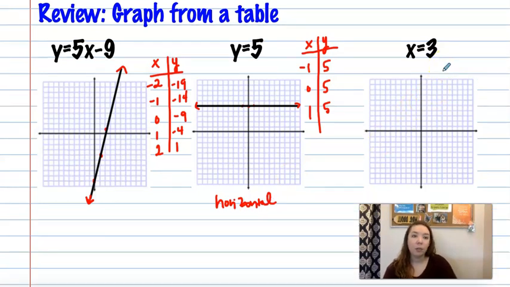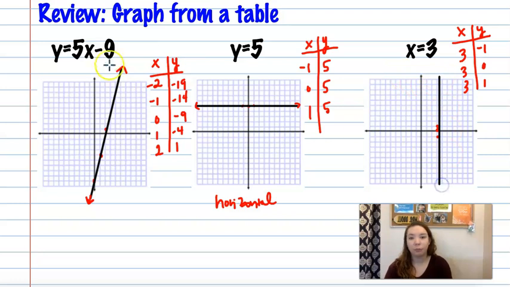And then x equals 3 is similar, it's just the opposite. So all of your x's are 3, no matter what, they're 3. And then you can pick whatever you want for your y. There's nothing to plug in. So 1, 2, 3. Those are my 3 points there. These are going to be vertical lines.